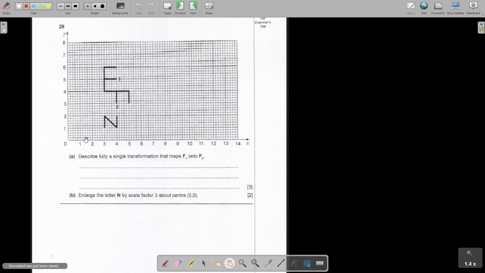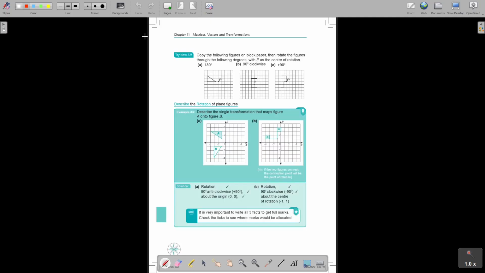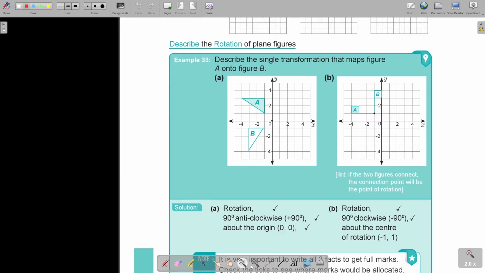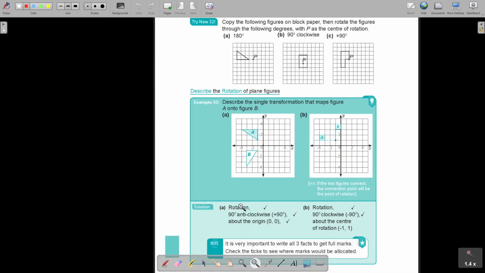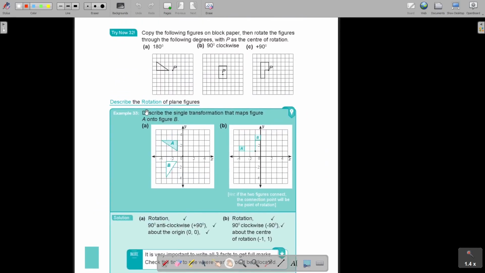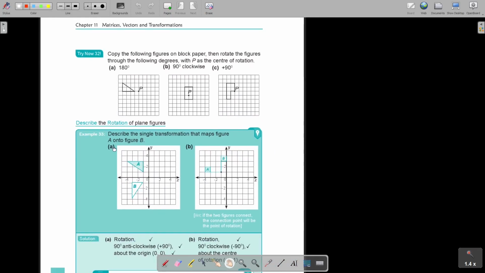Question 29. Describe fully a single transformation that maps F1 onto F2. This is transformations. Let me just take you first to the textbook, and I'm going to take you to 29. So let's just see that page. This is rotation, because that's what I see there. I didn't even show you enlargement. Let's make it a bit smaller. Okay, this is on page 602 in part 2, the Mathematics Grade 10, 11 textbook.